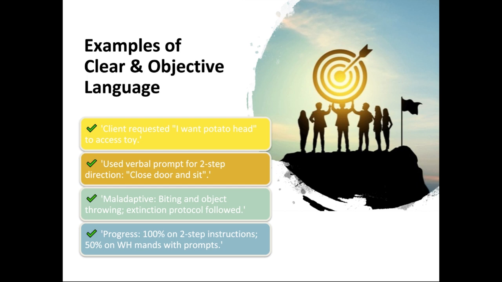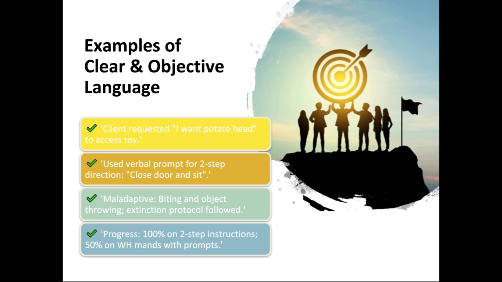Your notes must be clear, specific, and behavior analytic. You want to use statements like the client requested, "I want potato head to access toy." Or I used a verbal prompt for 2-step direction, close door and sit. For maladaptive behaviors specifically, you want to use exactly what you could observe or what you saw or what you experienced. You don't want to use words like client was bad or client was upset or client was mad. You want to say things like the client escalated as evidenced by attempts to scratch, hit, bite, etc.